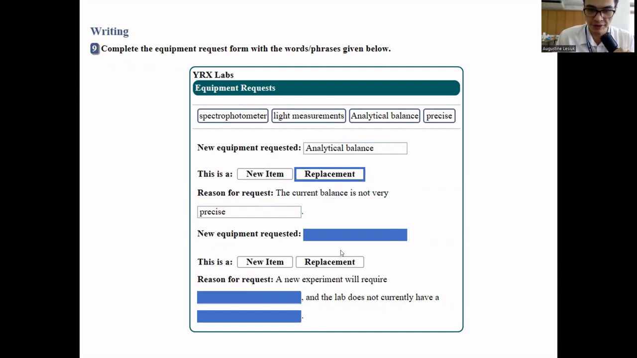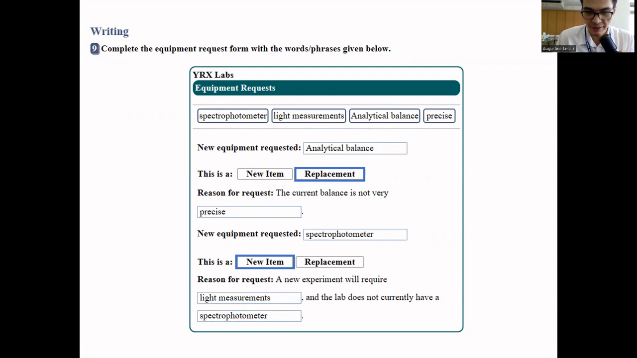Next, new equipment requested, spectrophotometer. This is a new item. The reason for request, a new experiment will require light measurements, and the lab does not currently have a spectrophotometer. Now, because the lab does not have one, because they didn't own a spectrophotometer before, they need a new item. So it's not replacing an old item with a new one. They just outright buy a new spectrophotometer because they didn't have one before. So therefore, we write this is a new item. Okay, so those are the answers.